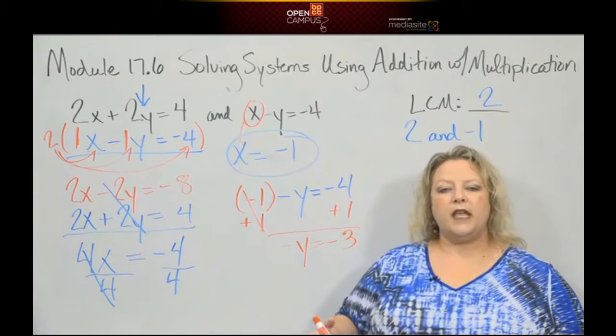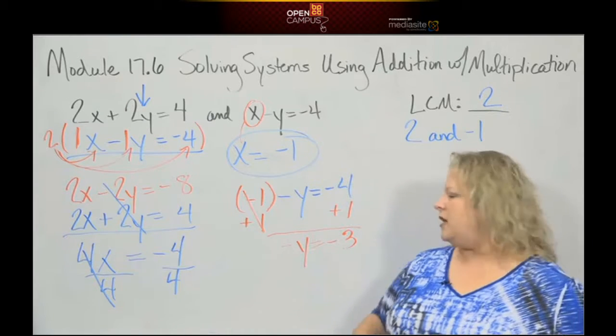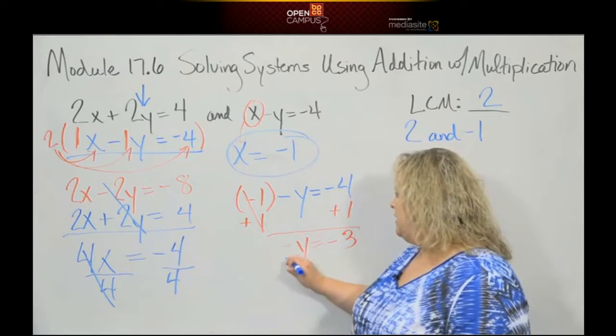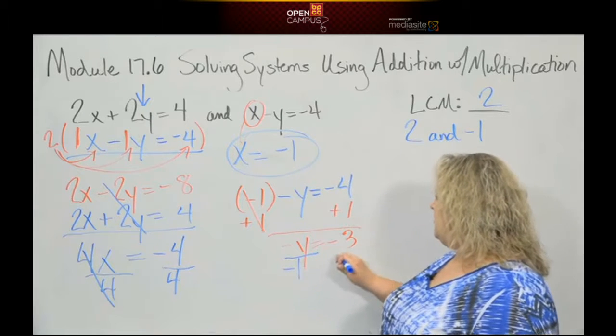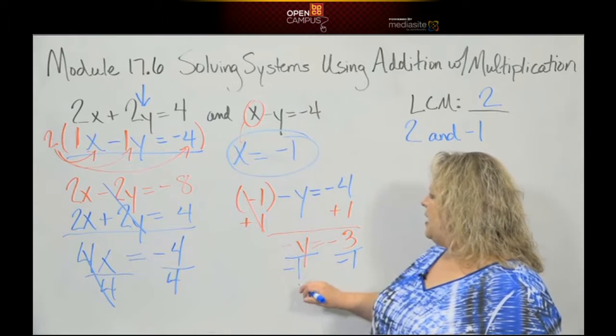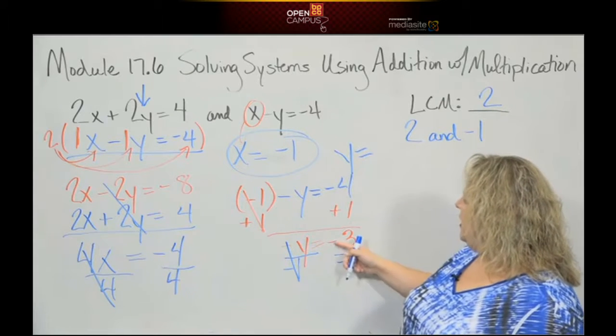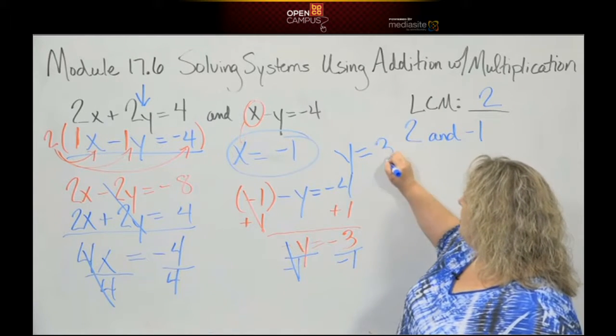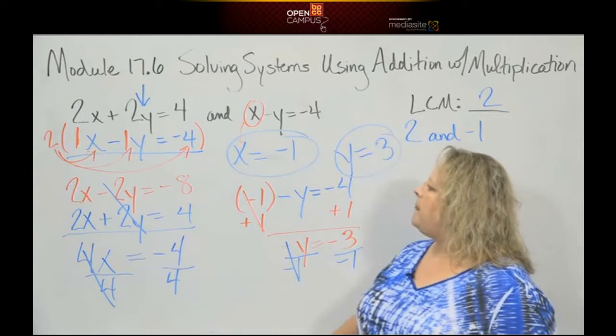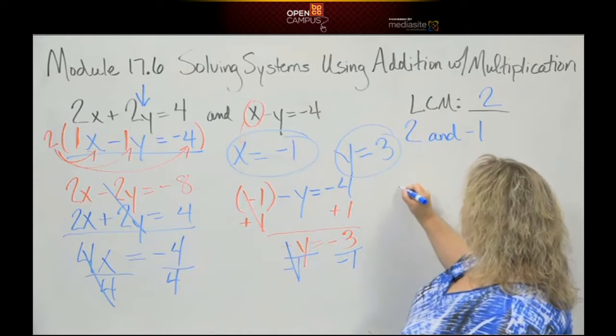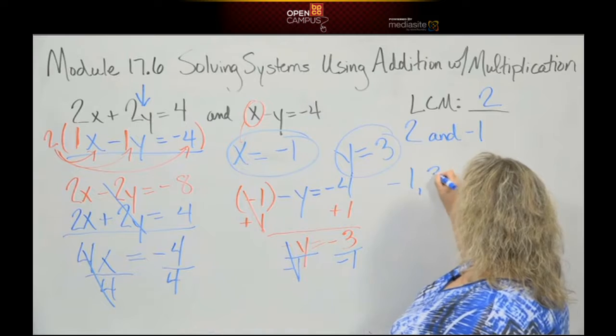a negative 3. But do I want to keep that y negative? Nope, I sure don't. I want to divide, so that becomes a positive. So I'm going to divide by negative 1. When I do that, I get y is equal to a negative divided by a negative is a positive. So I get positive 3. So my ordered pair answer is going to be negative 1, 3.